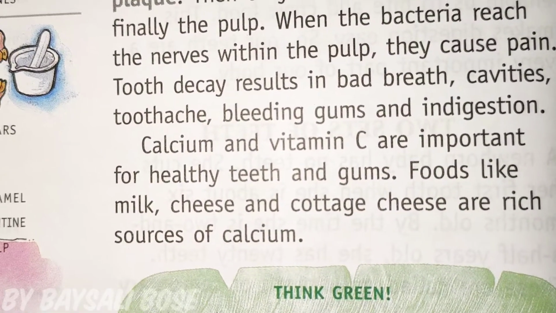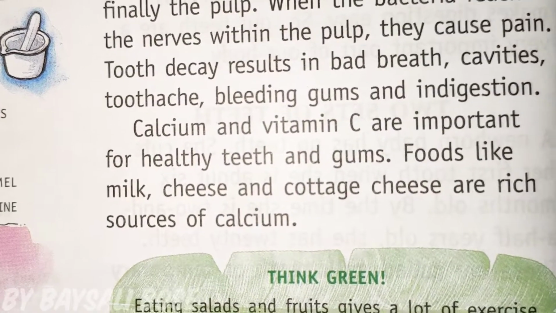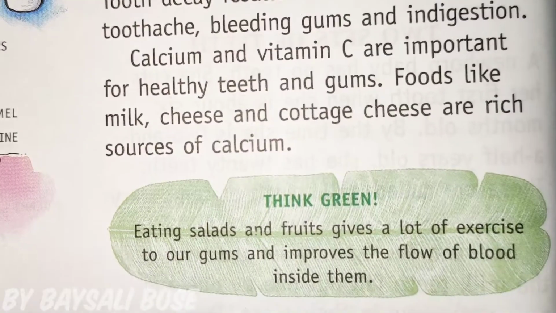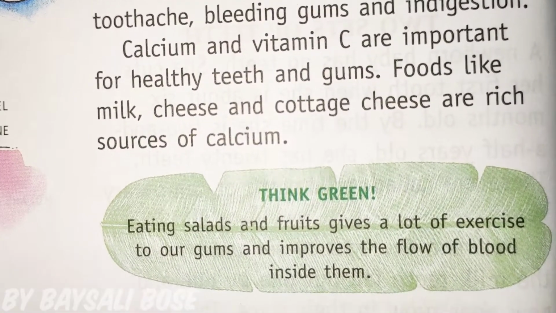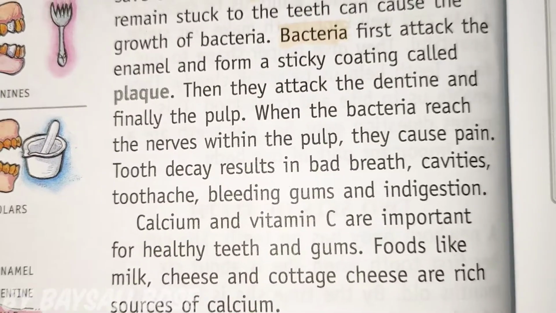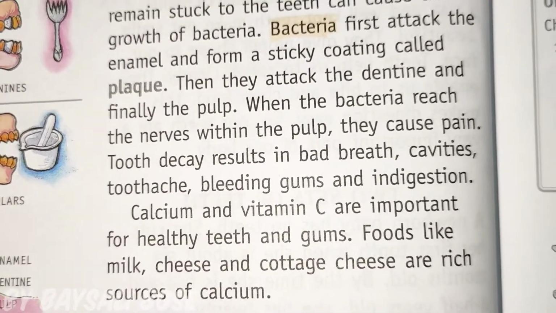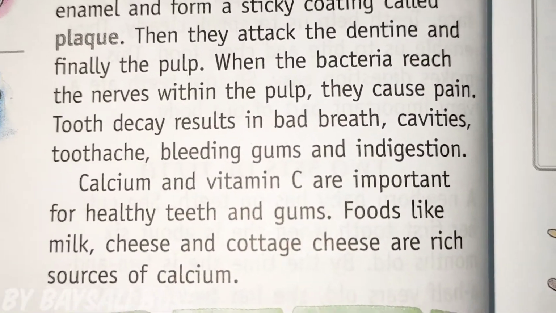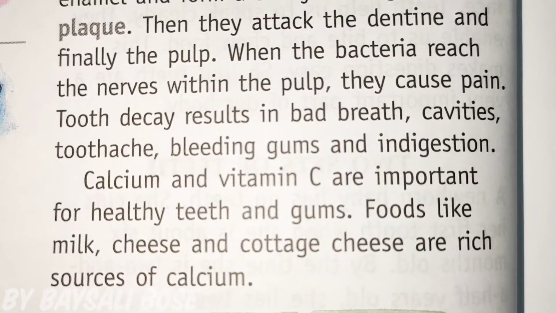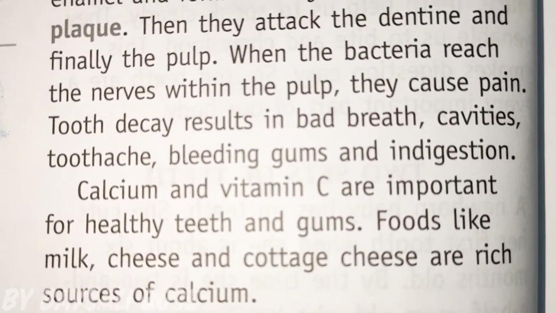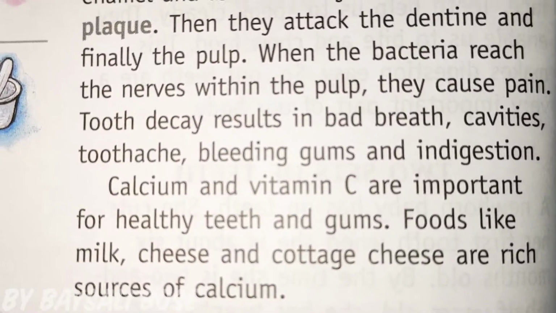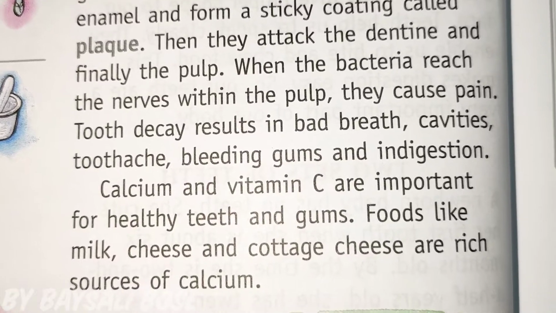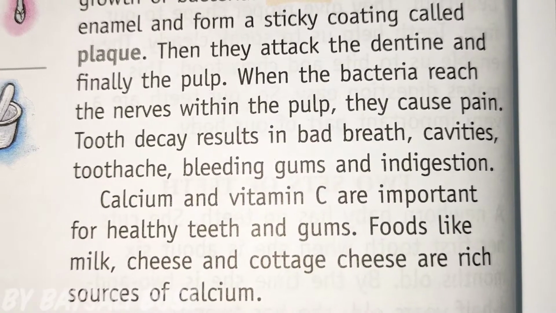Calcium and vitamin C are important for healthy teeth and gums. Foods like milk, cheese, and cottage cheese are a rich source of calcium. So you should take this calcium and vitamin in your diet. As I have taught you in your previous chapter, you should also take calcium and vitamin C in your proper diet so that your teeth and gums remain healthy. And where can you get this? You can get this from foods like milk, cheese, cottage cheese.